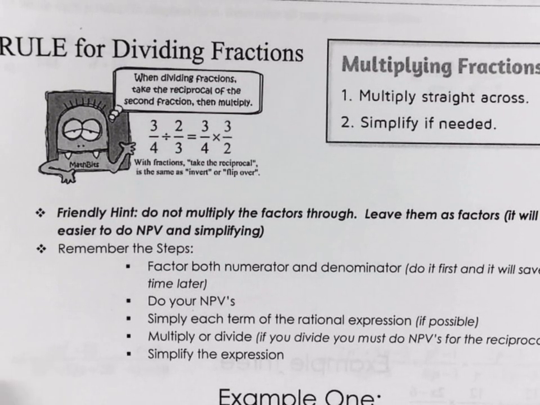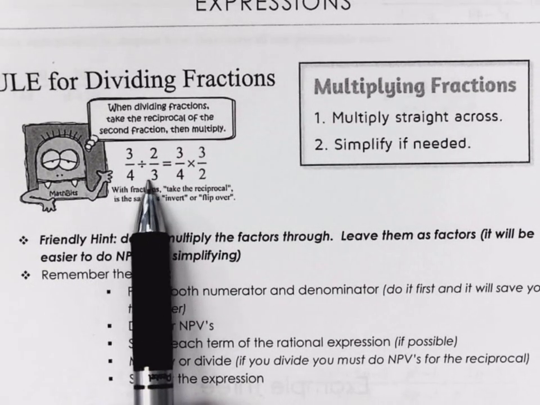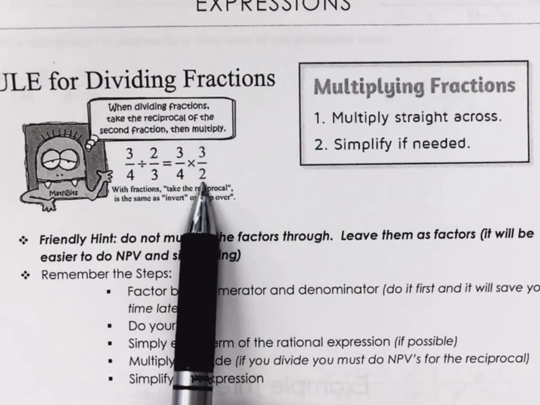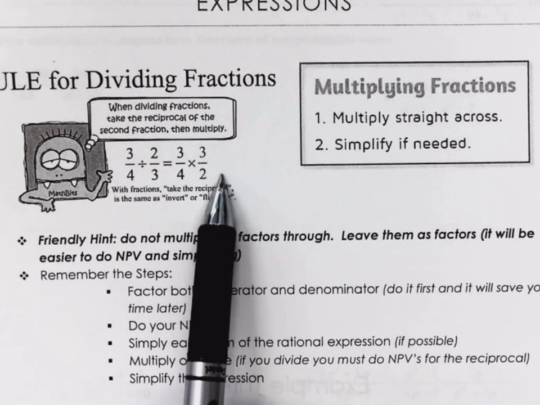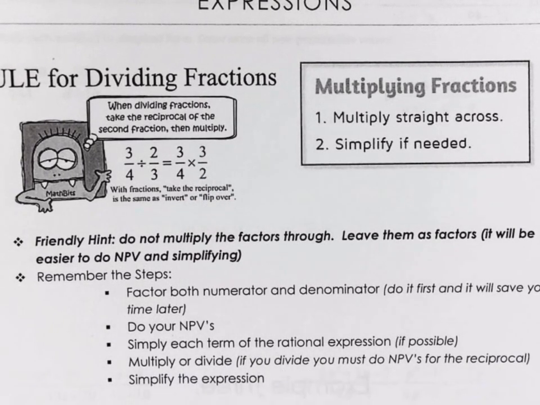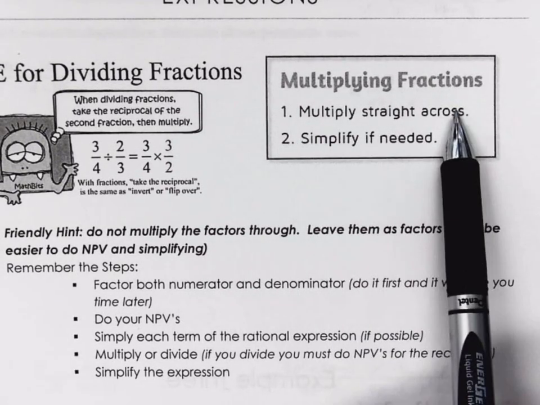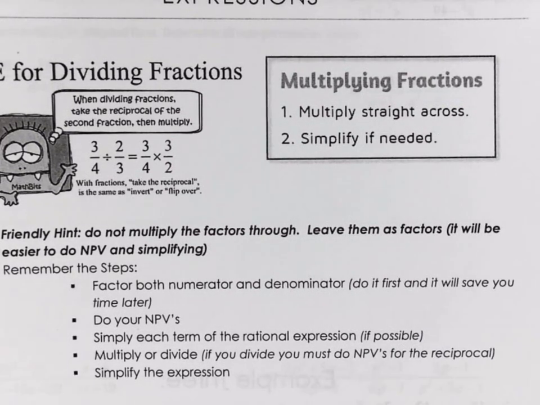Okay, multiplying, dividing. Just going over that rule again. When you're dividing, you change it to a multiply and use the reciprocal of the second one. Reciprocal just means we flip it upside down. Okay? Multiply fractions straight across, simplify if needed.